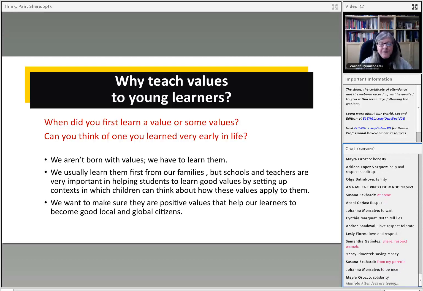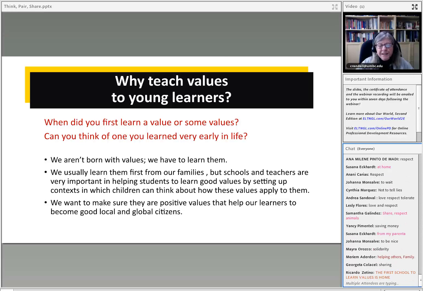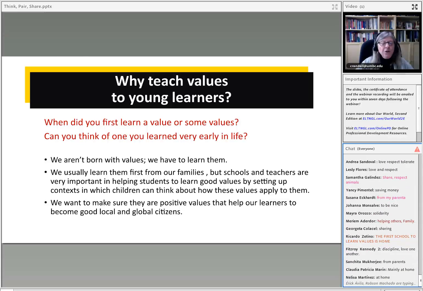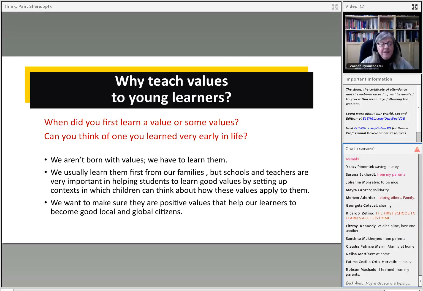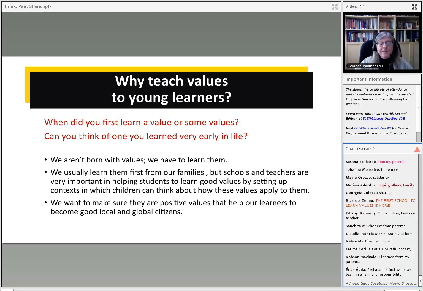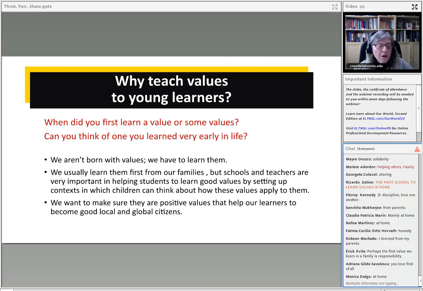And we learn them first from our families, but schools and teachers are very important in helping students to learn good values by setting up contexts in which children can think about how these values apply to them. What we want to make sure is that they're positive values, that they help our learners to become good local and global citizens. And we're going to be talking a lot about the importance of both good local and global citizens.